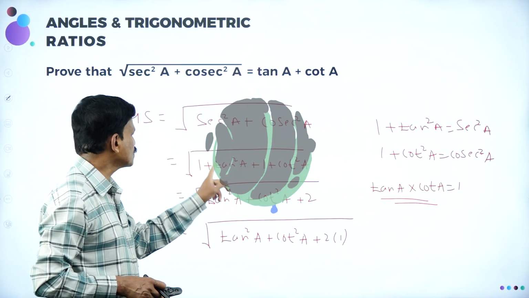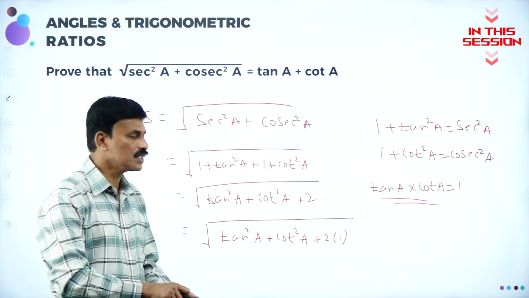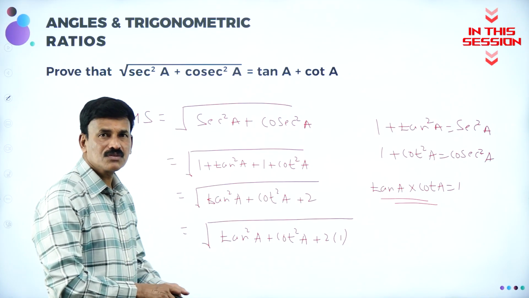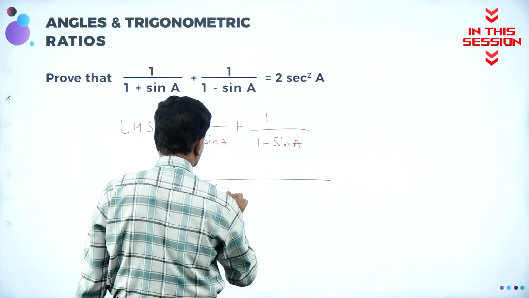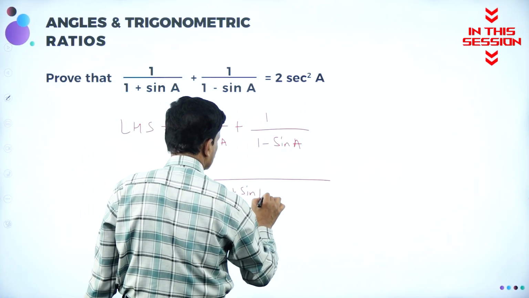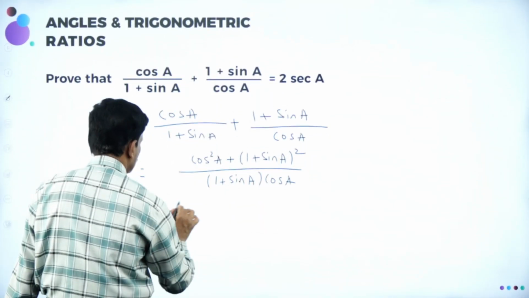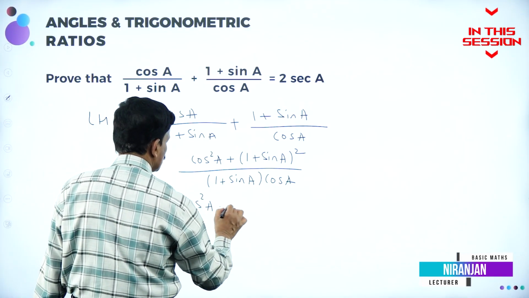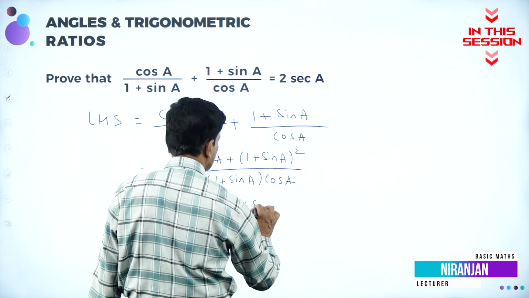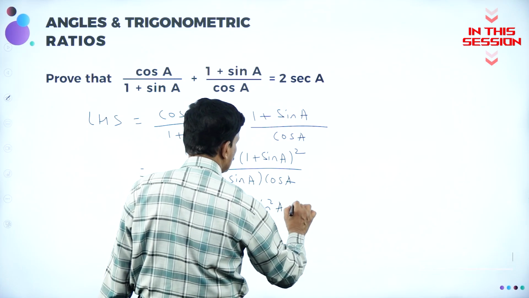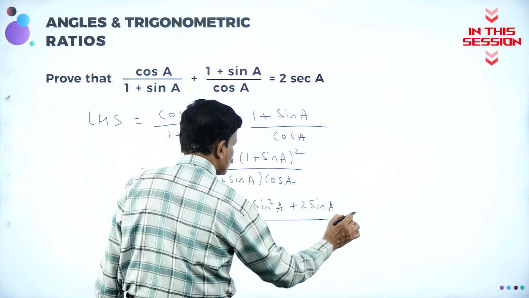tan square A plus cot square A, 1 plus 1 is equal to 2. This 2 can also be written as 2 into 1, since 1 can also be written as tan A into cot A. Take LCM, 1 plus sin A into 1 minus sin A is the LCM. Now this cos square A as it is. Now you can apply A plus B whole square formula for this. A square, 1 square is 1, plus B square sin square A, plus 2 into 1 is 2 sin A. A square plus B square divided by 2AB.